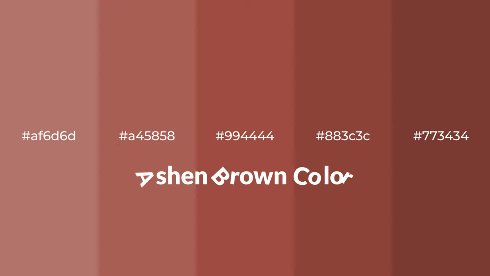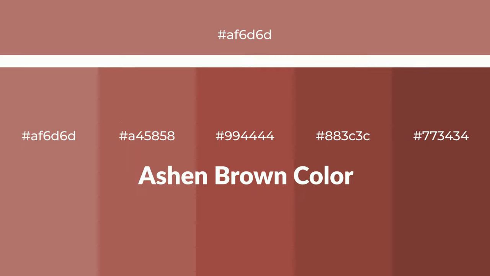warm shades of ashen brown color with red hue for your next project. To generate tints of a color, we add white to the color. And tints create light and exquisite emotions. To generate shades of a color, we add black to the color, and it is used in patterns, 3D effects. Layers and shades create depth and drama.